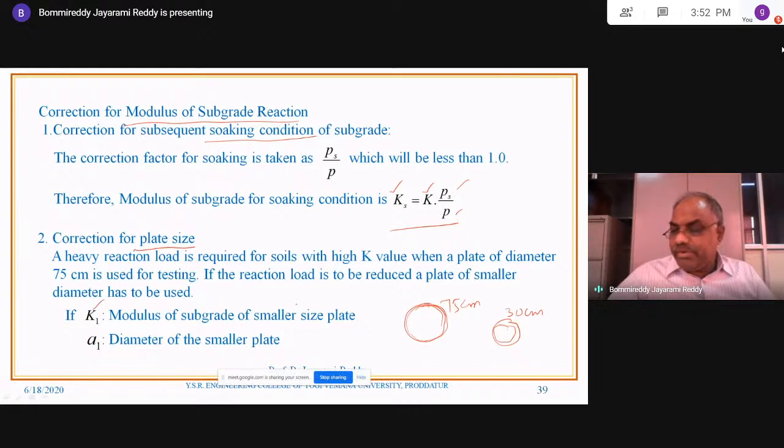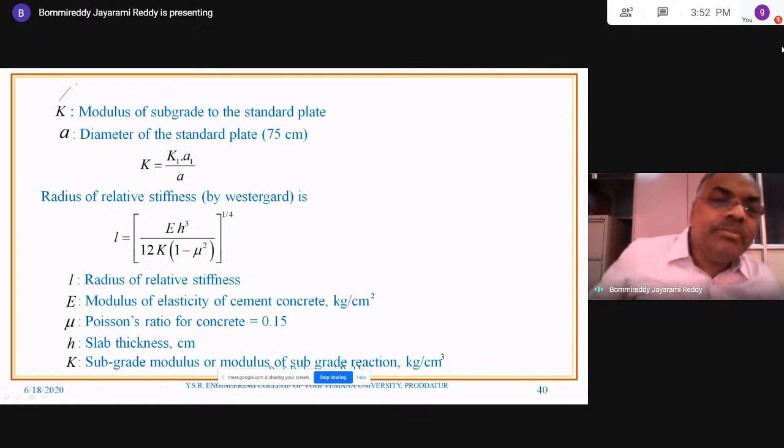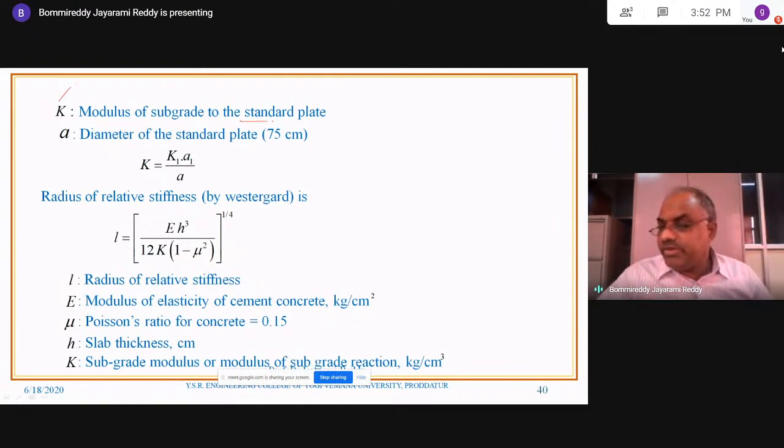K1 is the modulus of subgrade of the smaller size plate. So that means K1 is the modulus of subgrade reaction corresponding to the 30 centimeter plate, that is the available plate. A1 is the diameter of the smaller plate. Whatever the plate that is being tested, the associated diameter is called A1. K is the original modulus of subgrade as per the standard size of the plate, and A is the diameter of the standard plate, which is 75 centimeters.